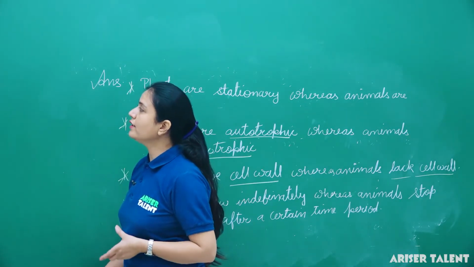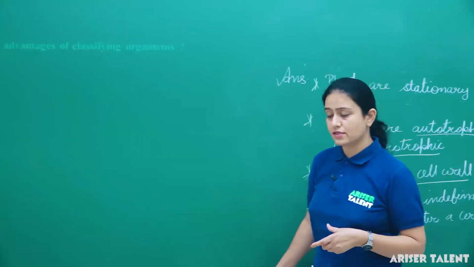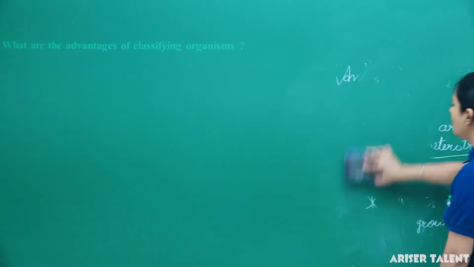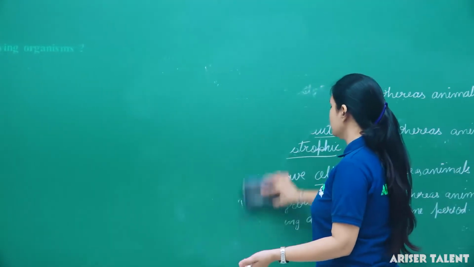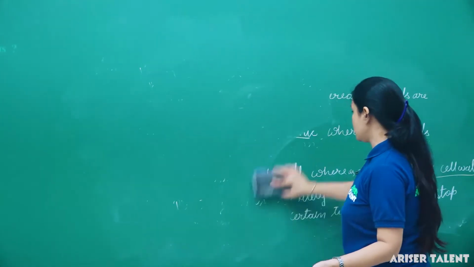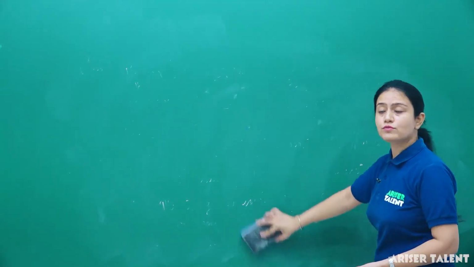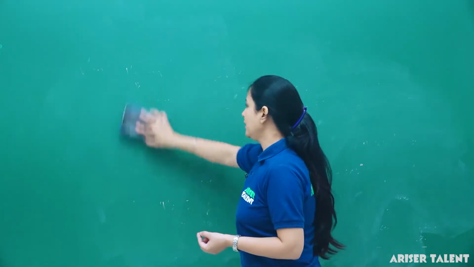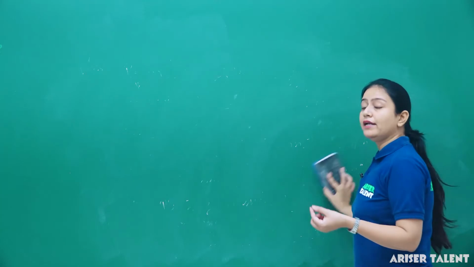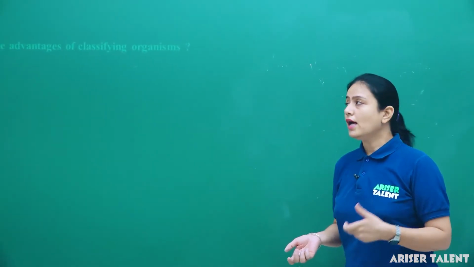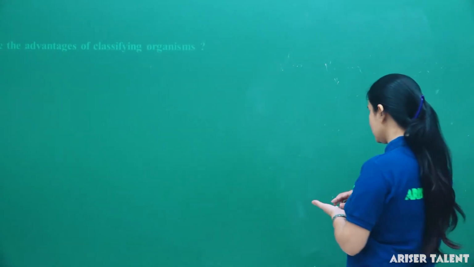Next is, what are the advantages of classifying organisms? As I told you, there is a vast variety of organisms on the earth. So we cannot study them separately or individually. So we have classified them into different groups because classification makes the study of organisms easy and convenient. Second, we can identify them easily. So we can say that classification makes identification easy. And then here we go with the answer.